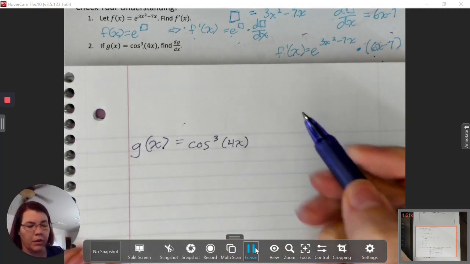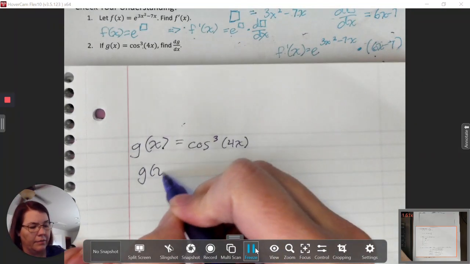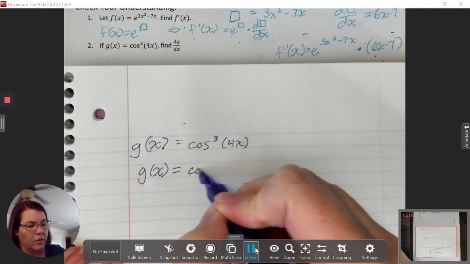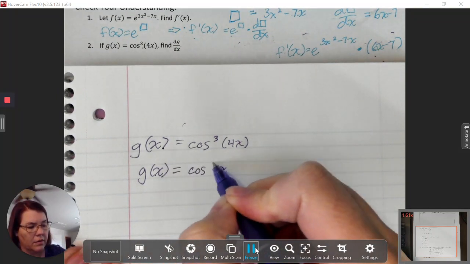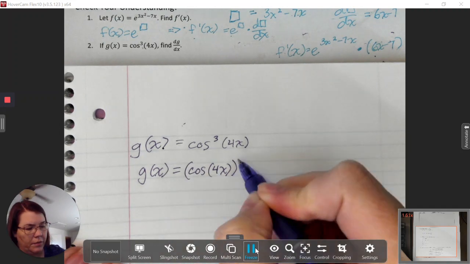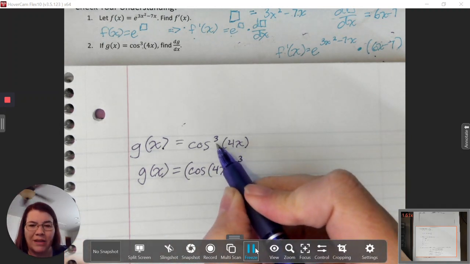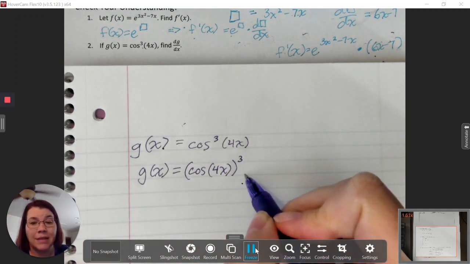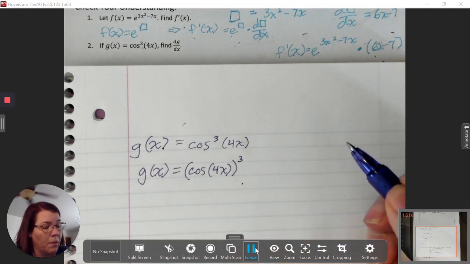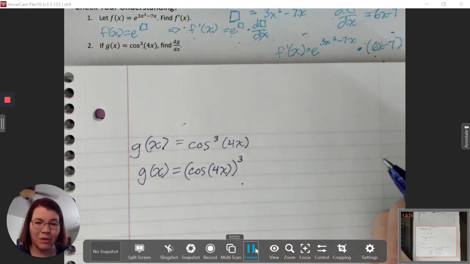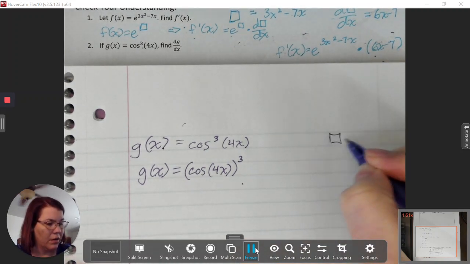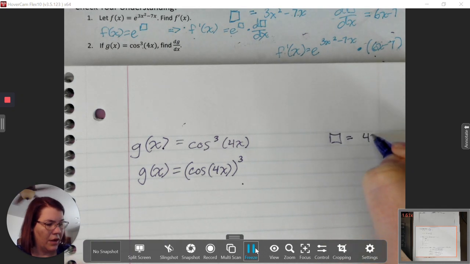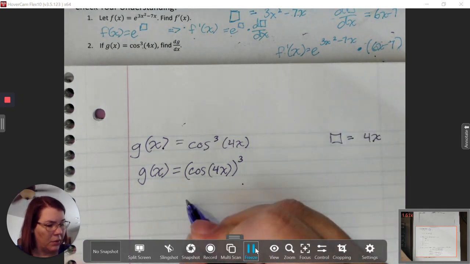So it doesn't look all that complicated. Let's rewrite it again. Cosine of 4x, cubed. So remember, that's just shorthand notation for this, and this is more helpful. So I've got a couple things going on here. So square, I think, is 4x.